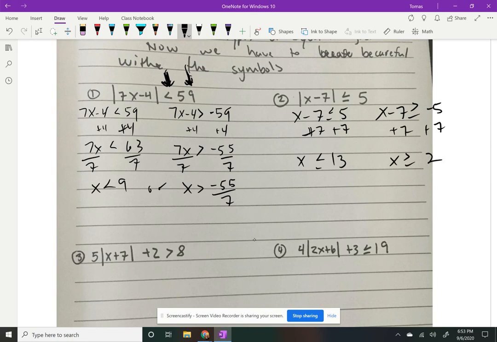So right here, x will be less than 13 and x will be greater than 2. If we were to graph it, it would look something like this. So we would have 2, we have 13, x is equal to 13 or less, and x is equal to 2 or more. So it'd just be like this in between, something like that.